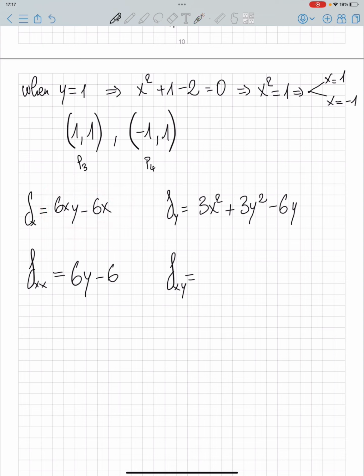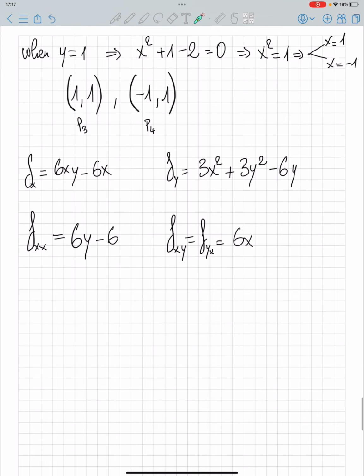Now fxy, so the derivative of this with respect to y. By the way, this is the same as fyx, because the function is continuous. Just with respect to y is going to be just 6x, right? Because here with respect to y, 6x is going to be the constant, and then the derivative with respect to y is going to be 1.